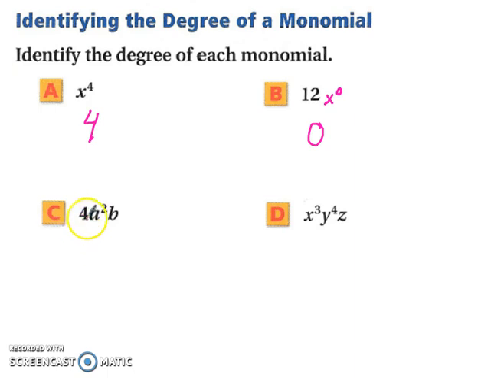Now let's look at C. We have 4a to the second b. When b is by itself, or any variable is by itself, you can raise it to the first power. Just because it doesn't have a number next to it doesn't mean it's 0. 0 would mean it doesn't exist. So we have a to the second, b to the first. We add those exponents together, giving us a degree of 3. And now we have x to the third, y to the fourth, z. So now we add our exponents. So 3, 4, and 1 provide 8.